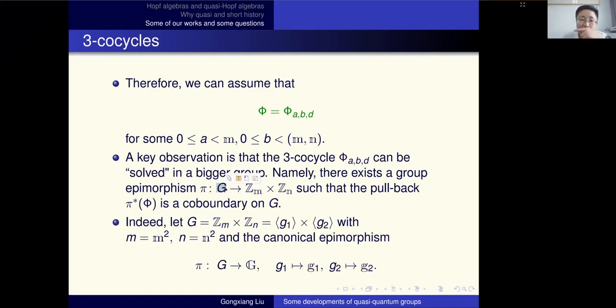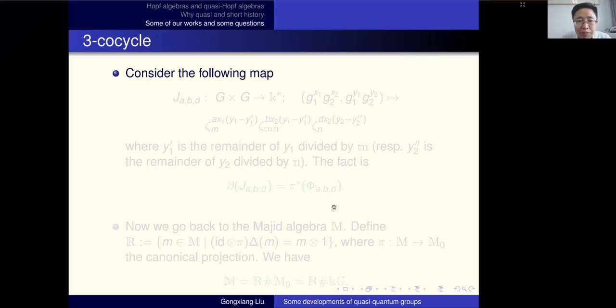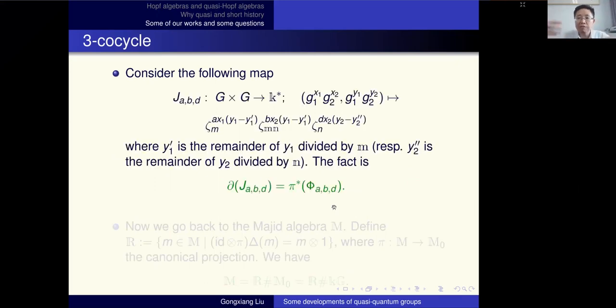this big group is good enough, you can find that the pullback of this cocycle becomes a coboundary. So we give a way to resolve this cocycle. So the very key point: the original cocycle in a small group, you can find a big group, and in this big group, the cocycle becomes trivial. It becomes a coboundary. This means the cocycle can be resolved. Okay. The point is, this means it can become a Hopf algebra at last.